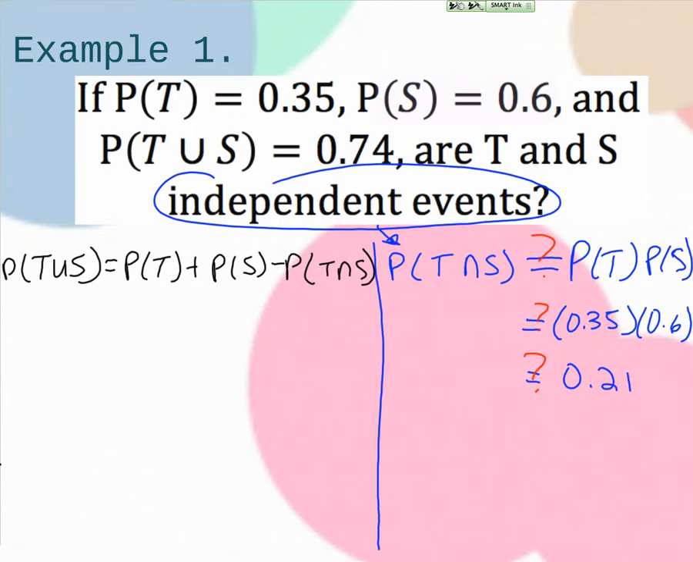From here on out, it is kind of just like an algebra exercise that we've got to plug everything in and solve. So I know the probability of the union of T and S is 0.74. Probability of T is 0.35. S is 0.6. And what I will be doing is I'll be solving for this. So once I find this, I can plug it back in and see if it equals.